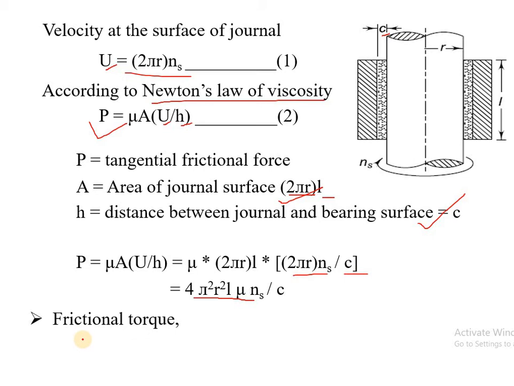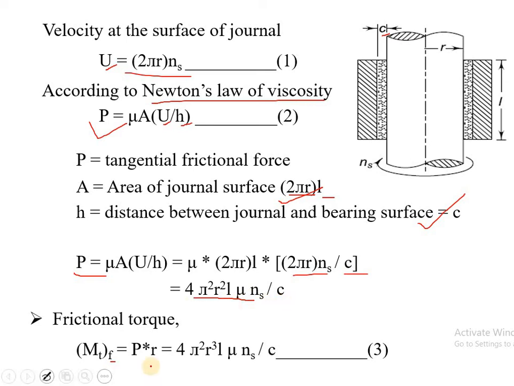Now frictional torque. Frictional torque can be given by frictional force into radius. So frictional torque, Mt suffix f, is equal to P into r. Now P is this equation, this equation into r, so r square becomes r cube. So this is nothing but your equation number 3, which gives you the frictional torque acting on a bearing.